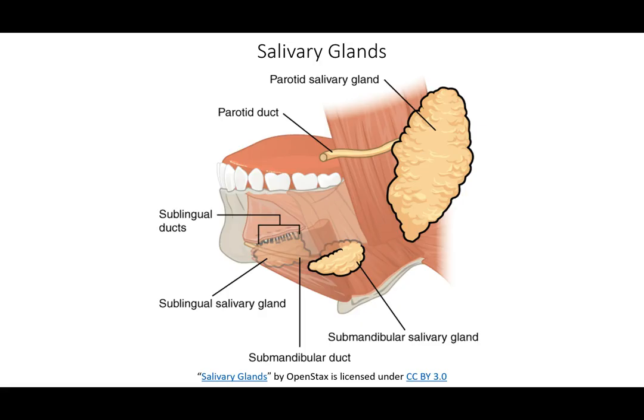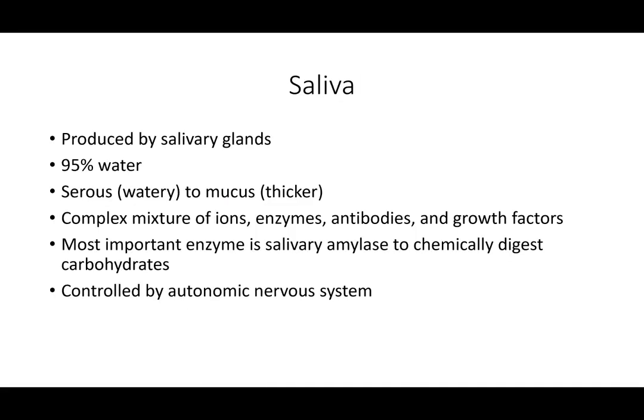Saliva is going to help kind of moisten the food that we're eating, which helps to start breaking it down, help start dissolving it. It's also going to contain certain enzymes like the amylase and lipases to start breaking down carbohydrates and lipids. And so these are all really, really important. So saliva is mostly water, it's 95% water, because we're just trying to get that water mixed in with the food. It can be either more serous, which is watery, to more mucus based or thicker.